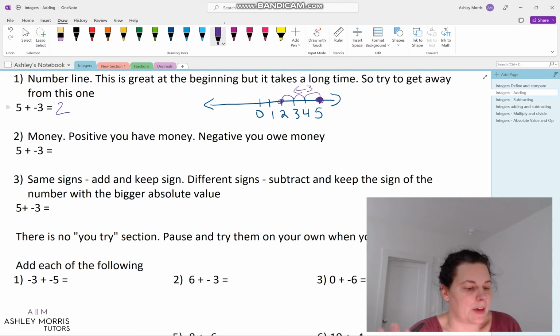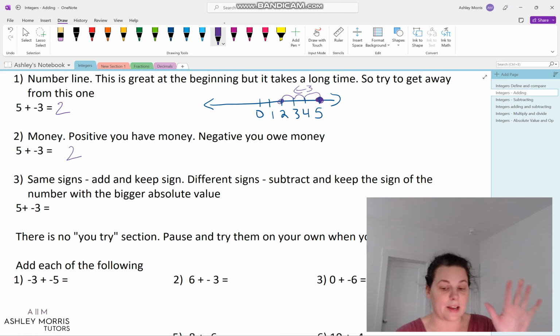Money. This might be my favorite. Positives, you have money. Negatives, you owe me money. So you have $5 plus you owe me 3. So if we try and take care of this, you have 5, you owe me 3. So you're going to give me that 3, right? To make you even with me. You don't owe me anymore. So that means you have $2 left over. 5, and then you give me 3. You're left with 2.